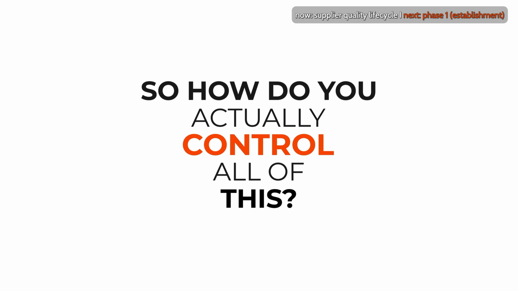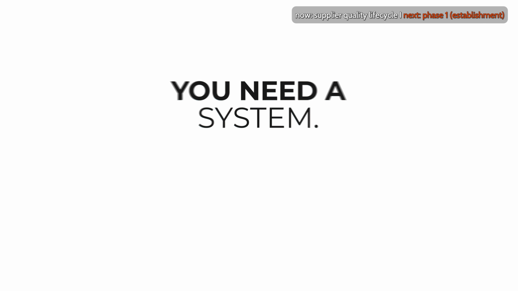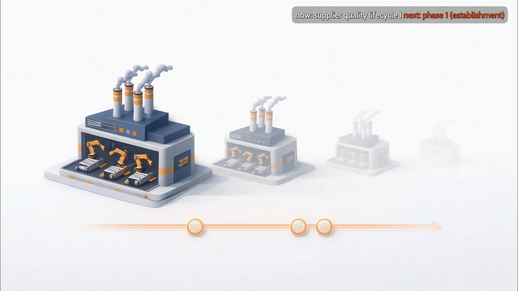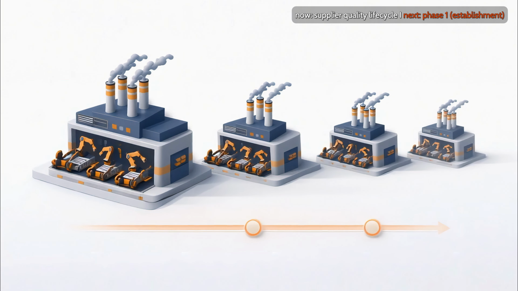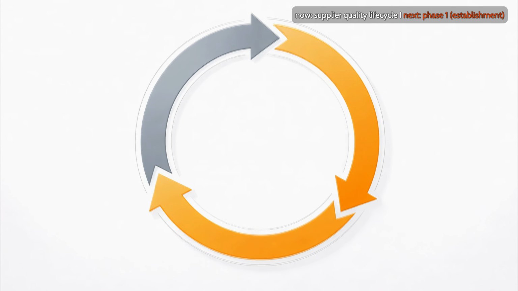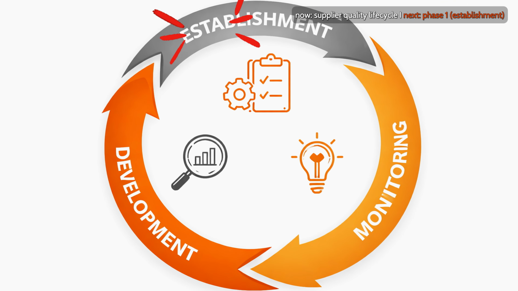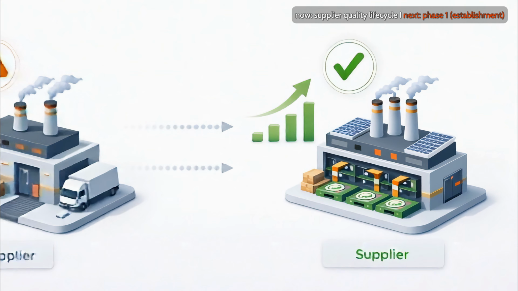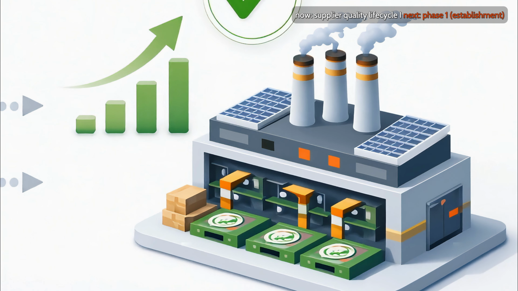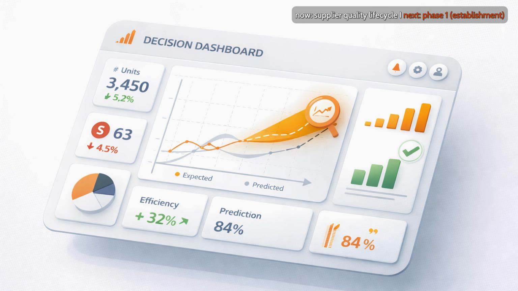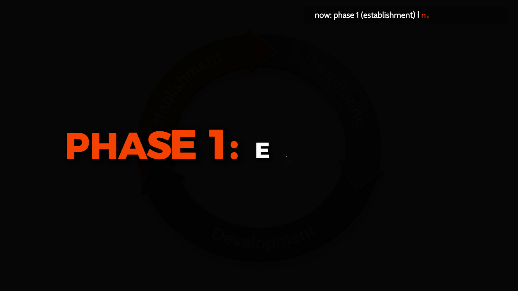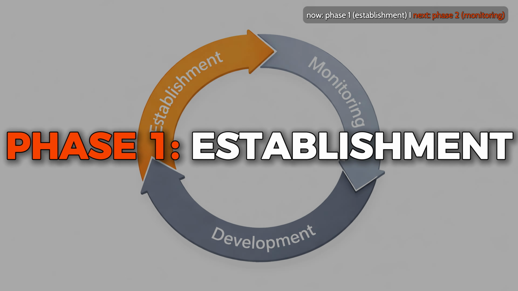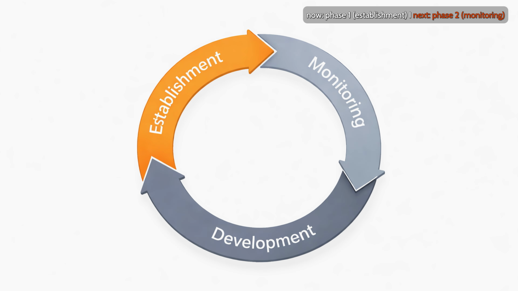So how do you actually control all of this? You need a system. Because supplier quality is not a one-time activity. It's a life cycle. It runs in three phases: establishment, monitoring, development. It's a loop, because every improvement makes your suppliers stronger and your future decisions better. This is the supplier quality life cycle. Let's start with phase 1, establishment, where the life cycle begins.